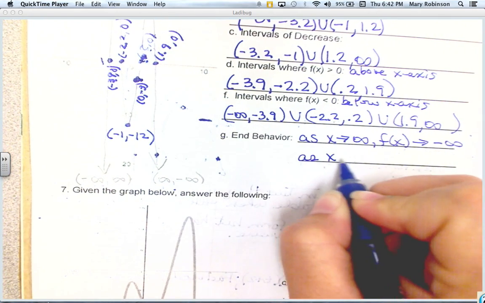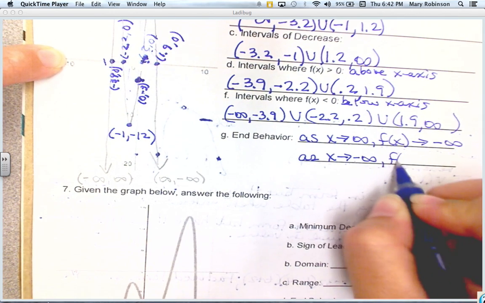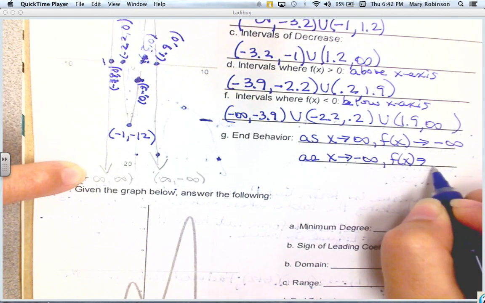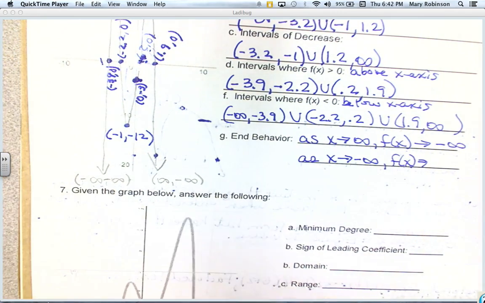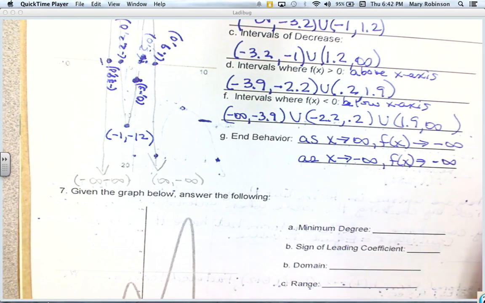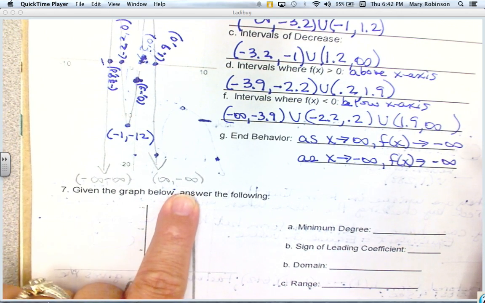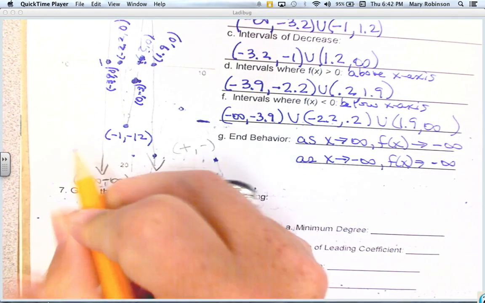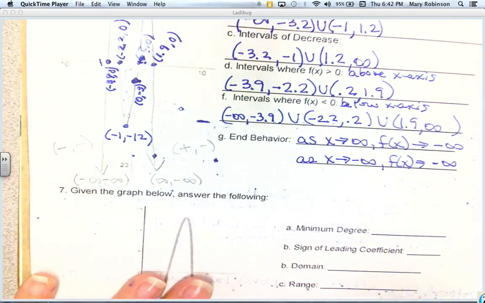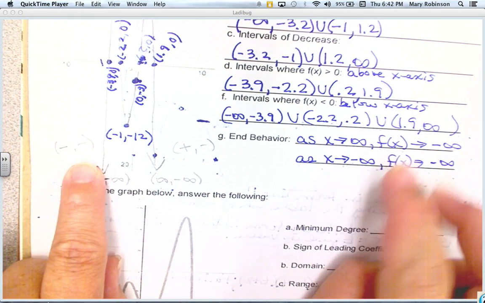And then similarly, as x approaches negative infinity, going left, f of x is also going down, approaching negative infinity. So it should be just like our signs in the quadrant. We've talked about, if you just need to see it that way, this is positive negative in this quadrant and negative negative in this quadrant. So that should correspond positive negative and negative negative.